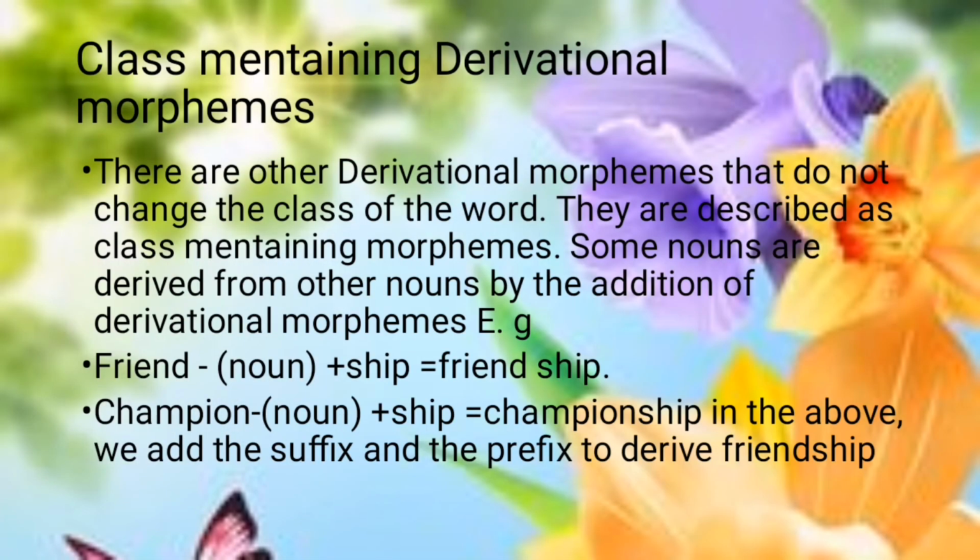So we have class-maintaining derivational morphemes. When you see class-maintaining, they are basically derivational morphemes that, although they create new words, do not change the class of the word. They do not change the class of the word. They are described as class-maintaining morphemes.